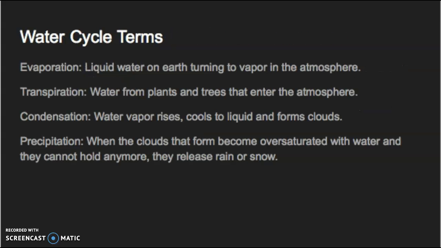Water cycle terms. So we've got evaporation, transpiration, condensation, and precipitation. These are the 4 different stages that water goes through during the cycle. Evaporation is the liquid water on the Earth that turns into vapor in the atmosphere. Transpiration is water that comes from plants that enters the atmosphere when the plants breathe. Condensation is the water vapor that rises and cools to liquid and forms clouds. And precipitation is when the clouds that form because of the oversaturated water can't hold any more, and they release that water, from rain to snow.